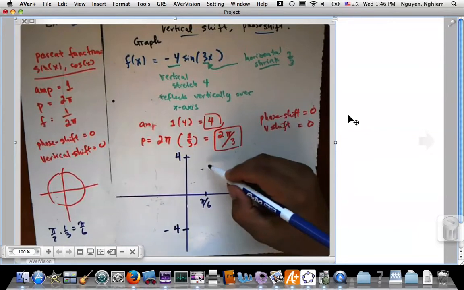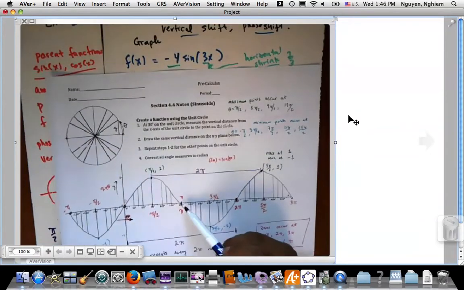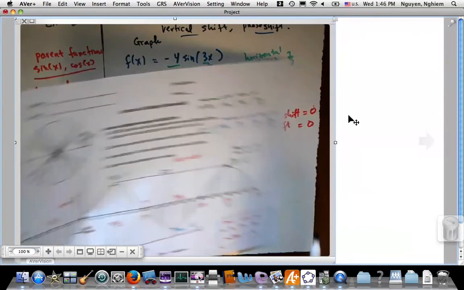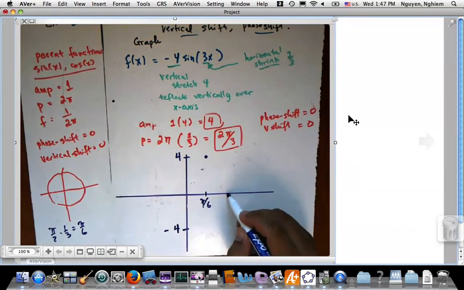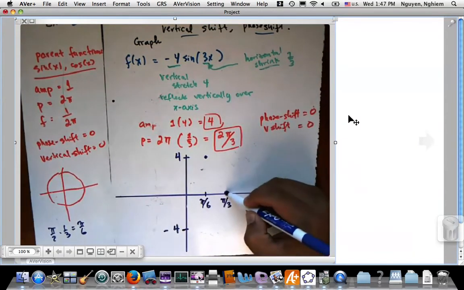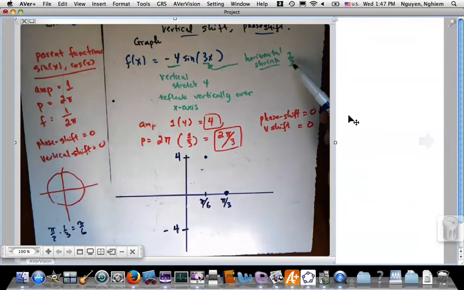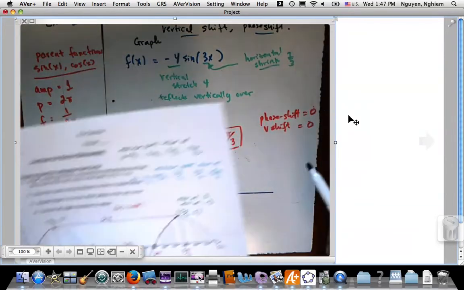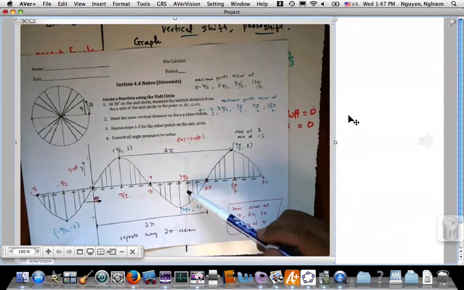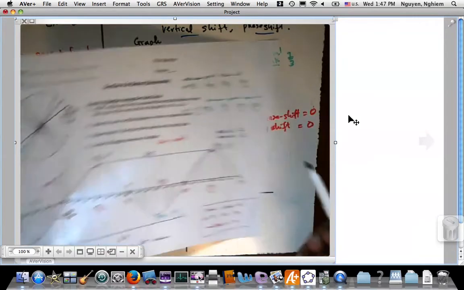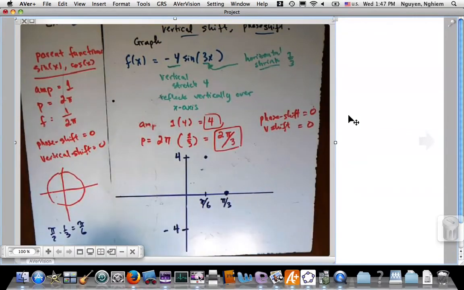It had a 0 here originally at pi, so now it's going to have a 0 at pi over 3. So that's just 1/3 of everything that it used to be. It used to have a minimum at 3 pi over 2. Now it's going to have a minimum at pi over 2.